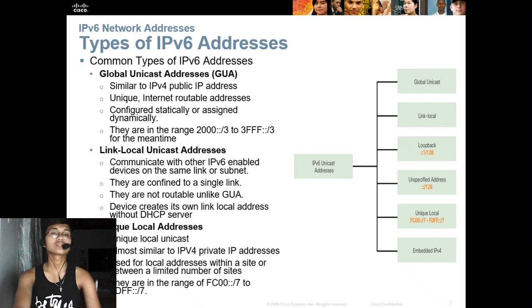Link-local unicast addresses communicate with other IPv6-enabled devices on the same link or subnet. They are confined to a single link. They are not routable, unlike GUA. A device creates its own link-local address without a DHCP server. Unique local addresses, unique local unicast, are almost similar to IPv4 private IP addresses, used for local addressing within a site or between a limited number of sites. They are in the range of FC00::/7 to FDFF::/7.